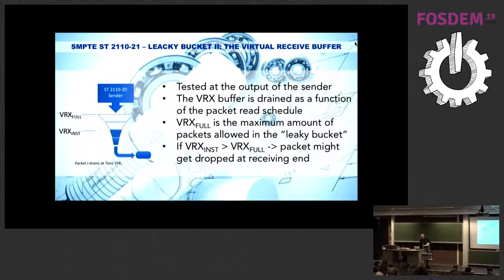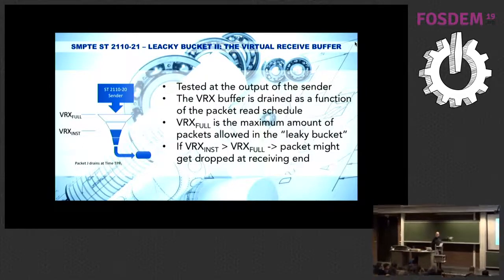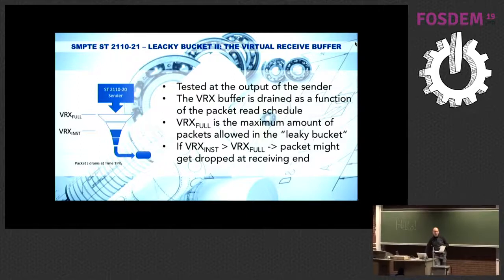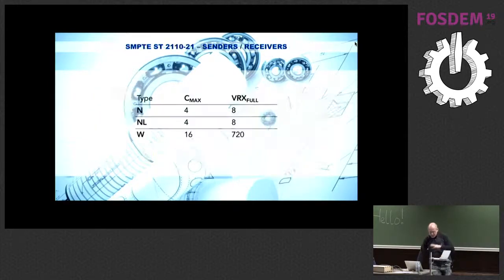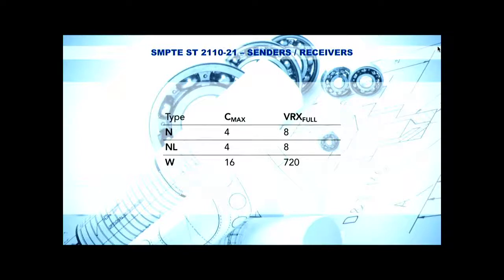So the VRX buffer, I mentioned this before, is similar to the C buffer, but you need to have PTP simulated to really see what it does. Now these numbers are defined, and this was the biggest struggle in the SMPTE calls, this Cmax. They said you have a narrow sender, which is strictly defined and shall not go above 4 packets in this virtual buffer, and you have a wide sender, which shall not go above 16 packets.